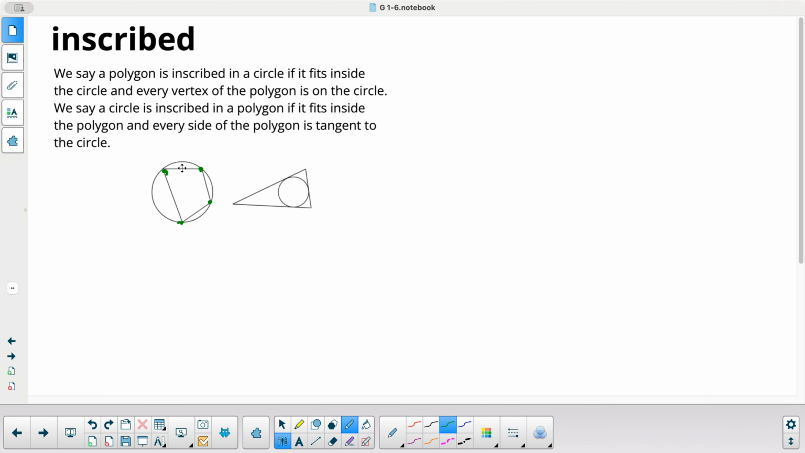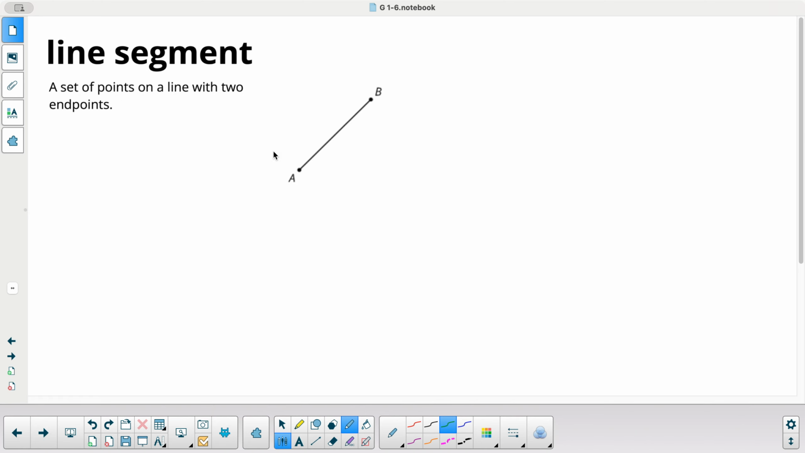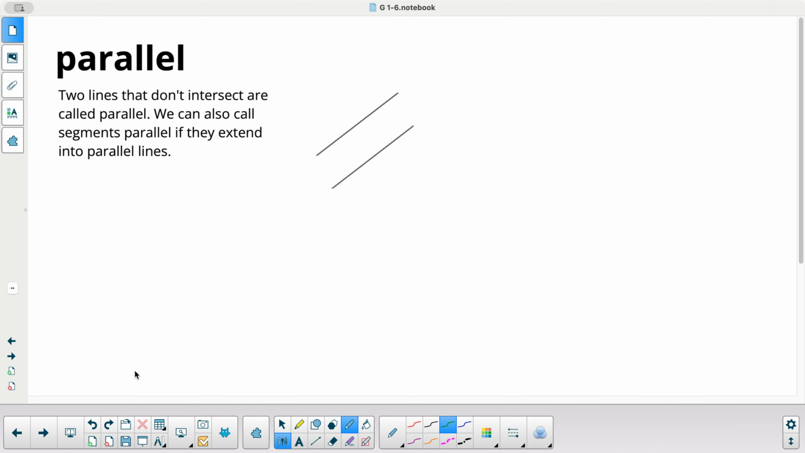Okay. We say a circle is inscribed in a polygon if it fits inside the polygon and every side of the polygon is tangent. So tangent means it touches it one time. So this side touches your circle in one spot. It doesn't go through it and it doesn't miss it completely. Line segment, a set of points on a line with two endpoints. So this is segment AB. That's how we would write it. Or BA. You need 2 points and a line above it.